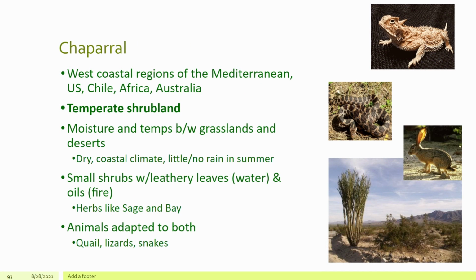The next biome we're going to look at is the chaparral. So we might find this in west coastal regions of the Mediterranean, US, Chile, Africa, and Australia. It's a temperate shrubland with moisture and temperatures between grasslands and deserts, so it's dry, but it has a coastal climate with little to no rain in the summer. Small shrubs with leathery leaves would be found here, herbs like sage and bay, and animals adapted to both areas or both kind of temperate amounts, like quail, lizards, and snakes, could be common or can be found in this area.